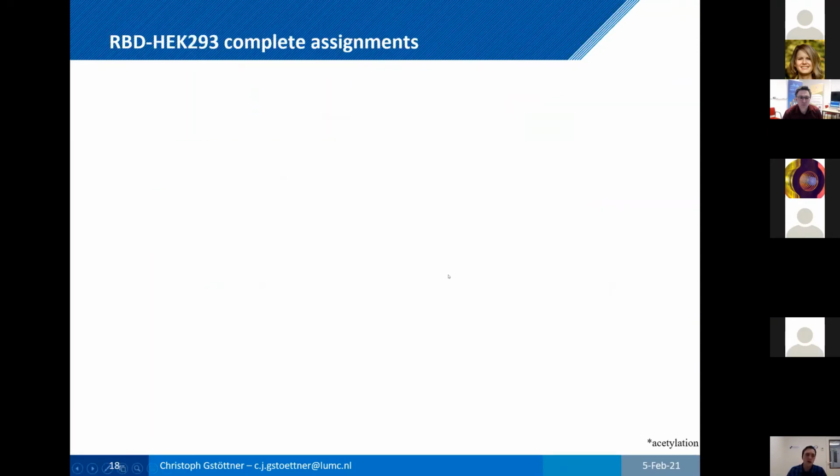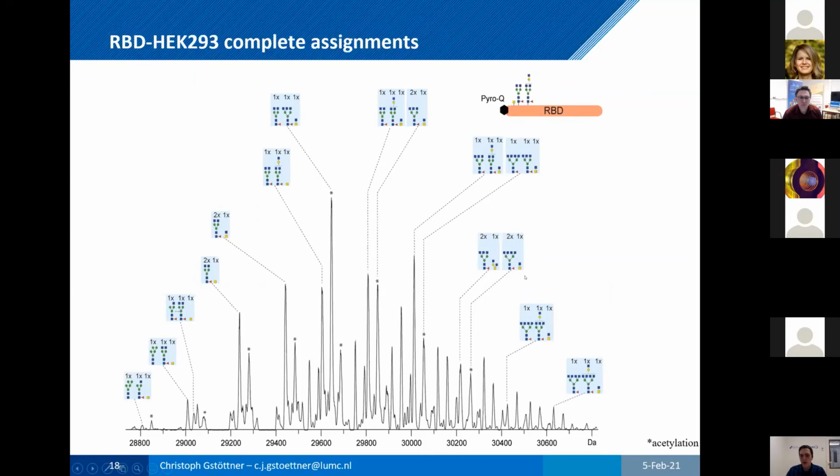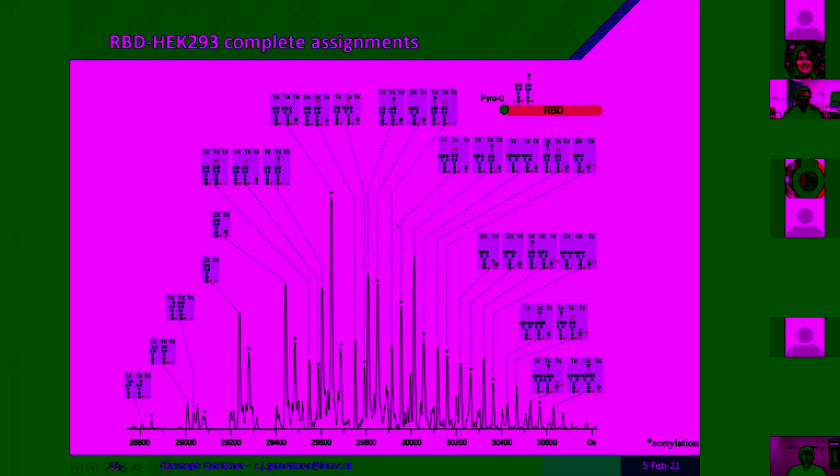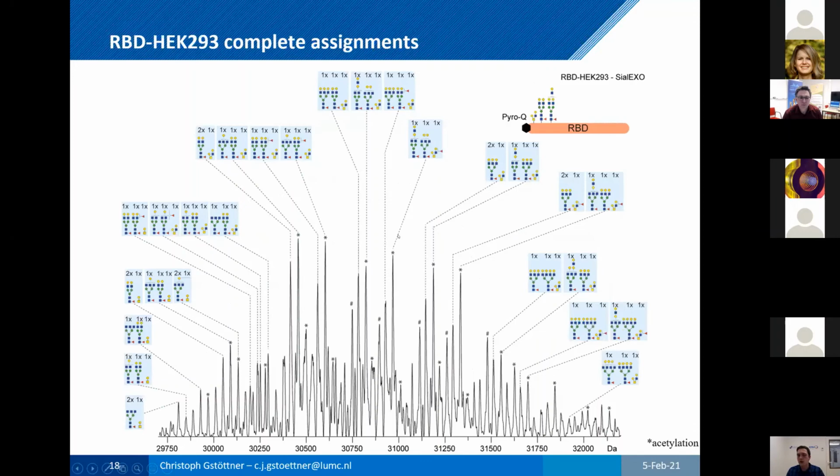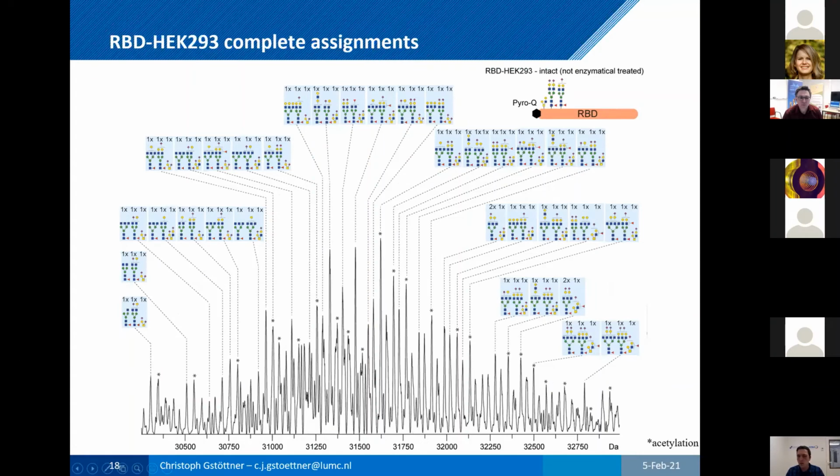In contrast, if we look now at the HEK cell produced material, we can do the same. So we can assign after galactose and sialic acid removal the core glycan structures. And the interesting thing of the HEK produced sample is that we can also find some antenna fucosylation. And next to this, if we remove then only the sialic acids, you can see that we can assign now all the galactose structures. And in the last step, we can now assign this really complex spectrum on the intact level.